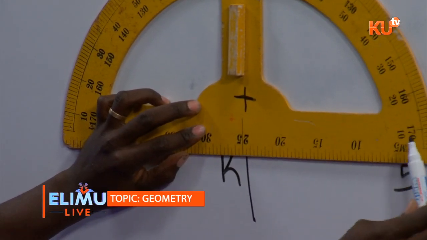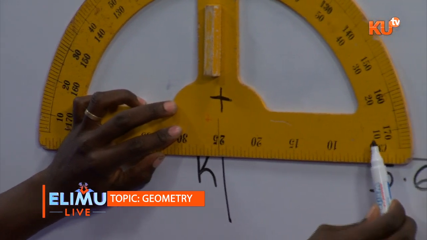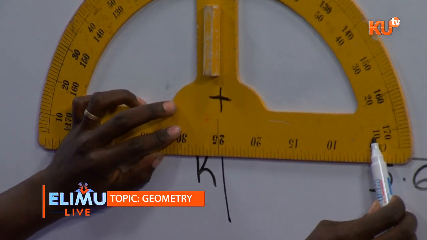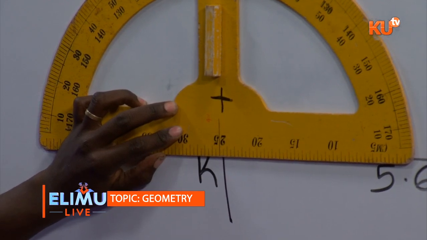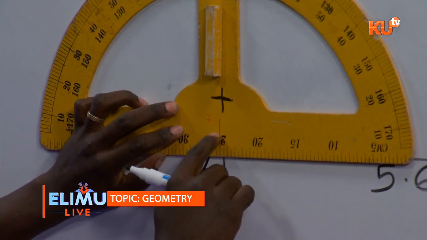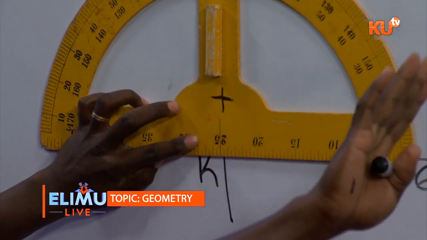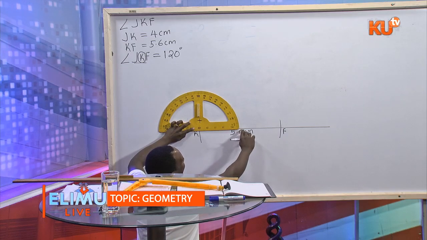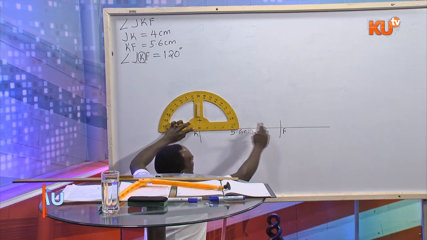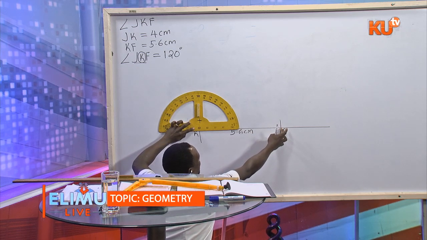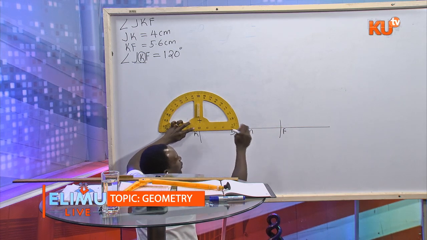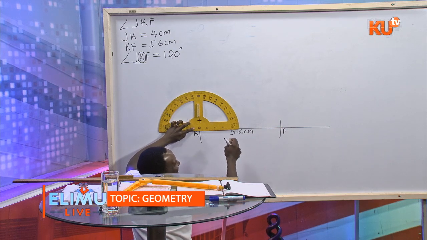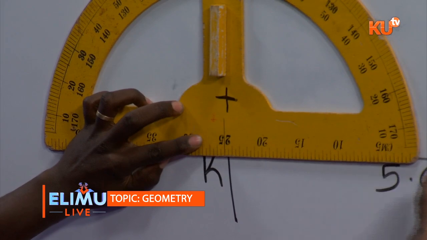You see, we have two scales. We have the outer scale and we have the inner scale. How do you know the scale that you are going to use? It is very easy. If you look at my protractor on my right-hand side, it has a left space from here to where we have F. This is the side that has a space. So we are going to look at the scale that starts with zero on this side.